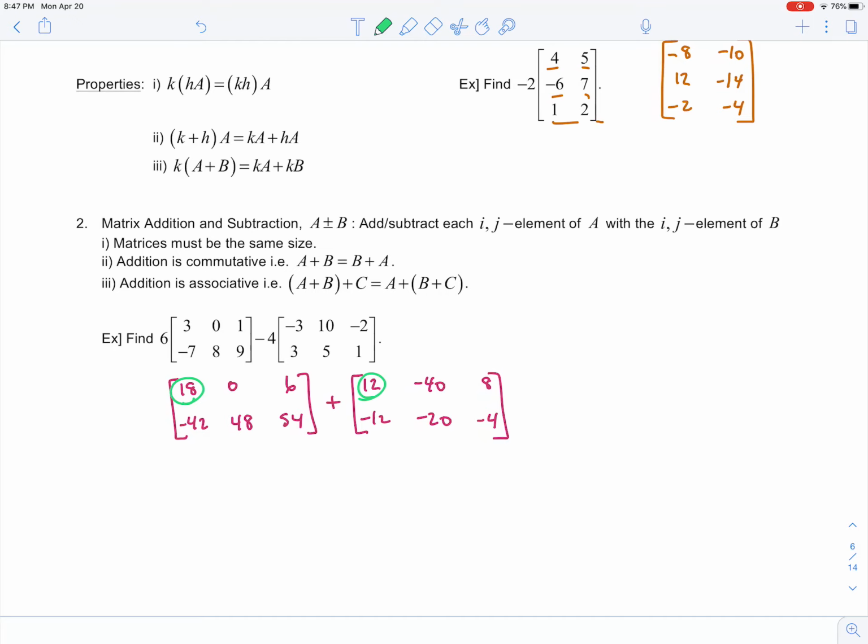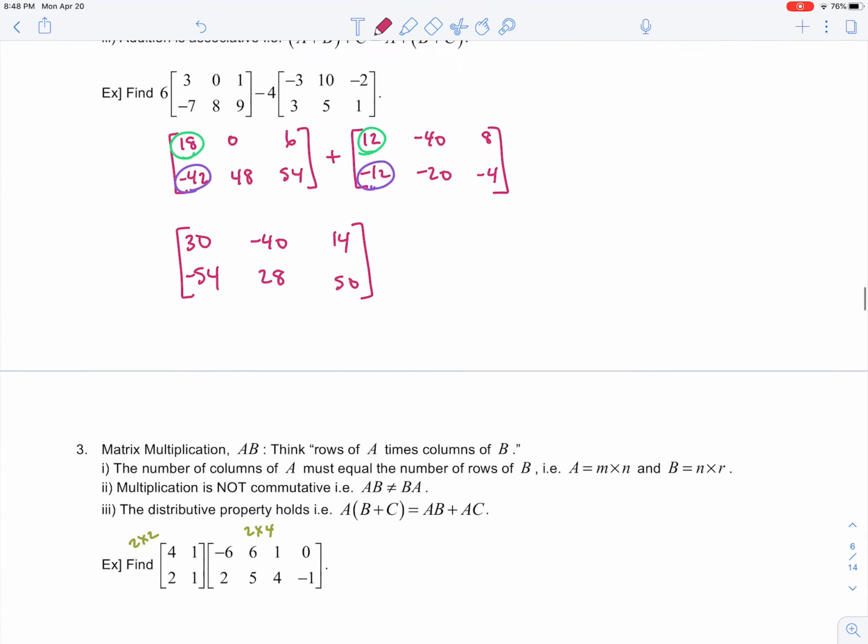So I have 18 plus 12 in the first row, first column position. So that will be 30. And then I have -42 plus -12 in the second row, first column position. So that will be -54. So you keep going the same path. So 0 plus -40 is -40. 48 plus -20 is 28. 6 plus 8 is 14. And 54 plus -4 is 50. So we started with 2 by 3 matrices, and we ended up with a 2 by 3 matrix.